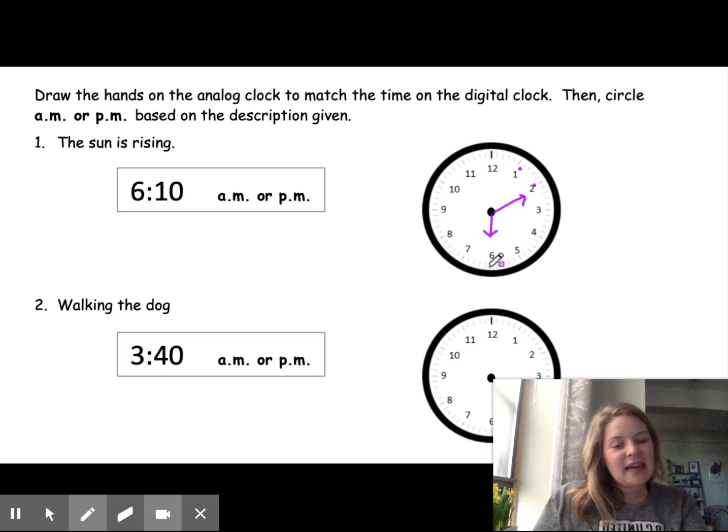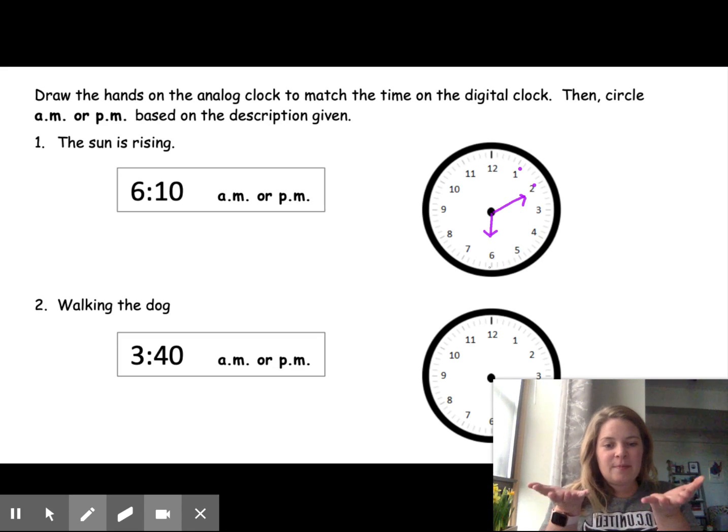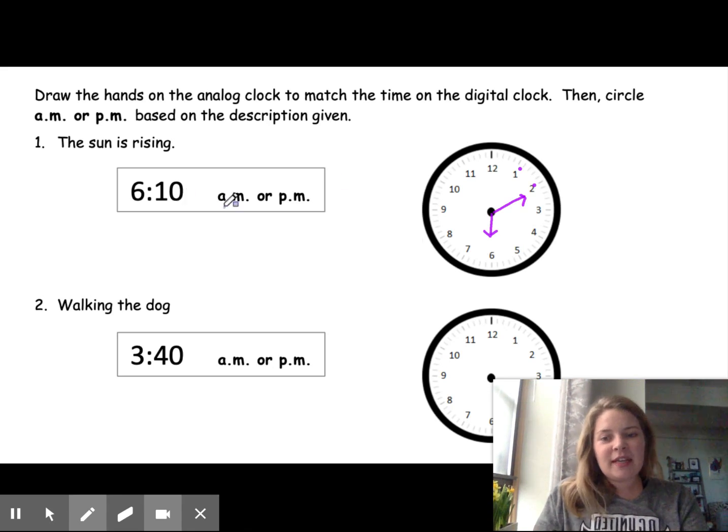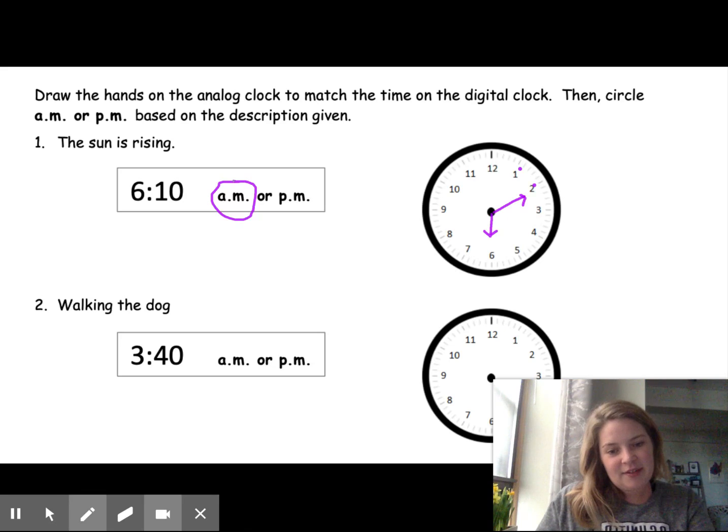Now, is this AM or PM? If the sun is coming up in the sky, is it AM or PM? It would be morning. It's happening in the morning. The sun rises in the morning and sets in the evening.